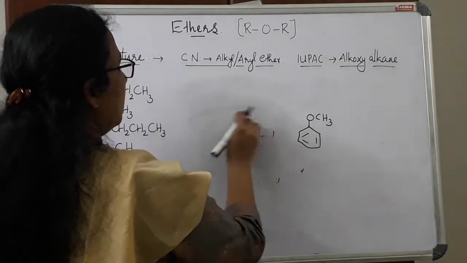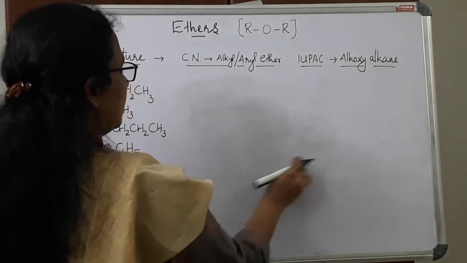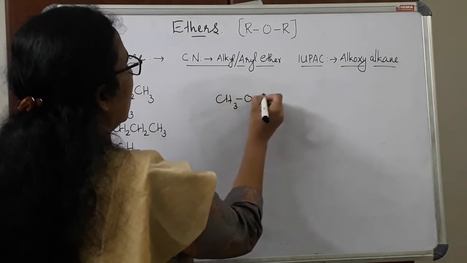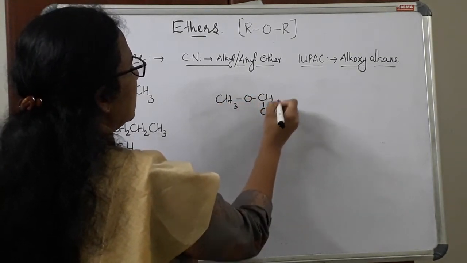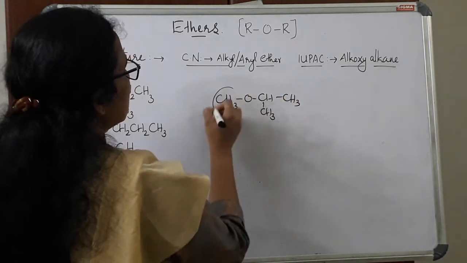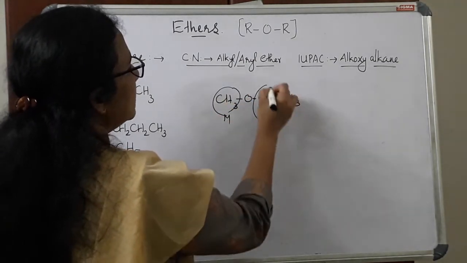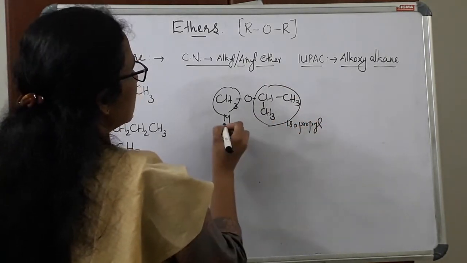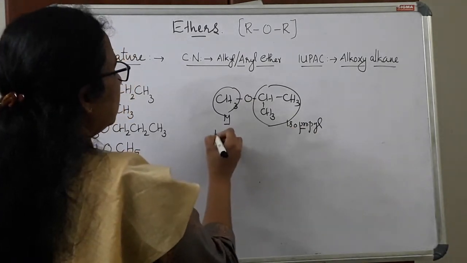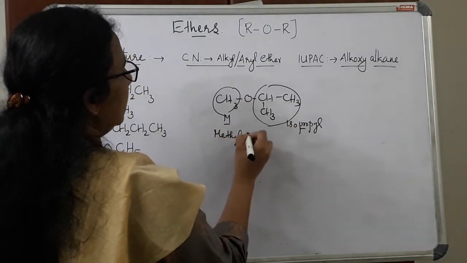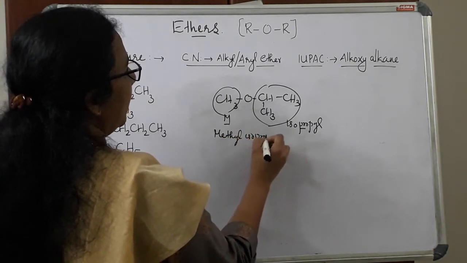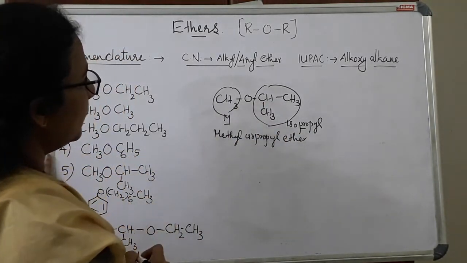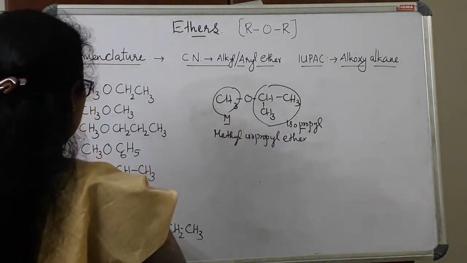Now let's see one more compound, that is CH3OCH(CH3)CH3. This is a methyl group and this is an isopropyl group. So two alkyl groups, M and P. Again M comes first, so it will be methyl, isopropyl, ether. So methyl isopropyl ether is the common name of this particular compound.